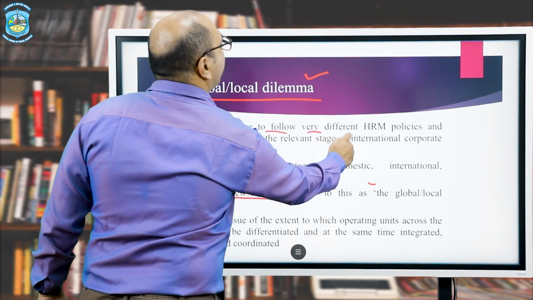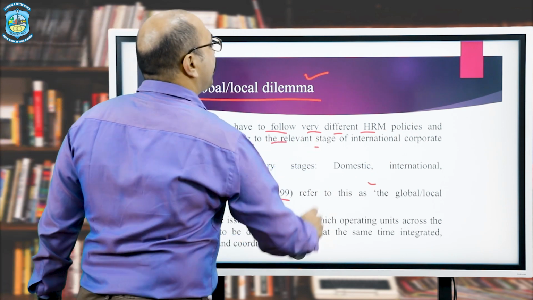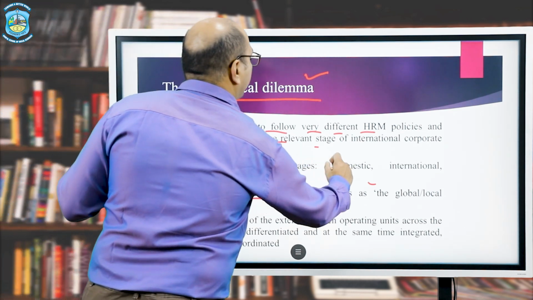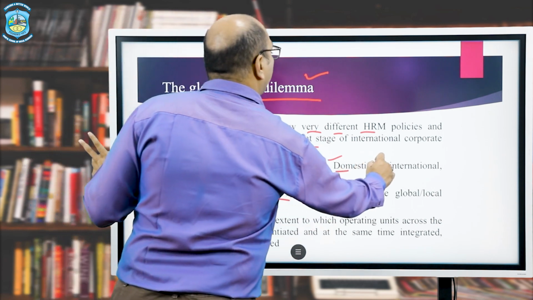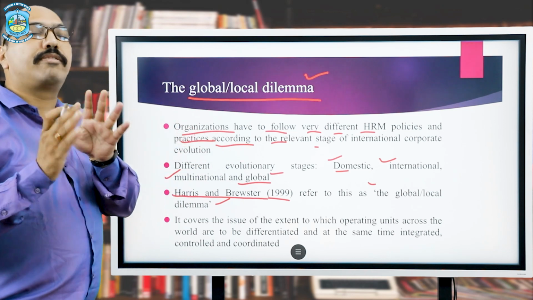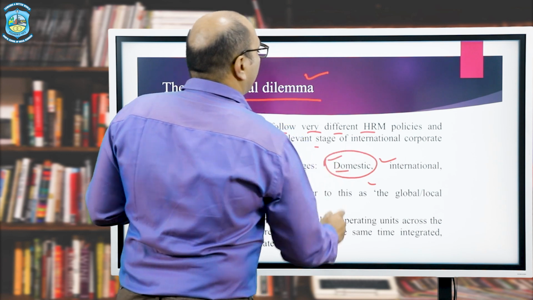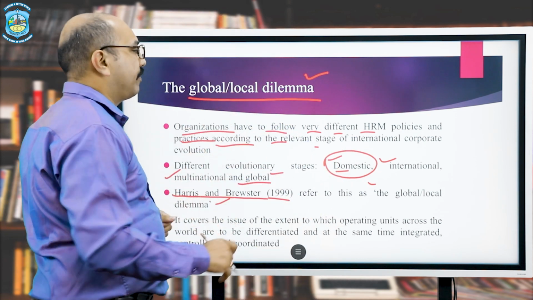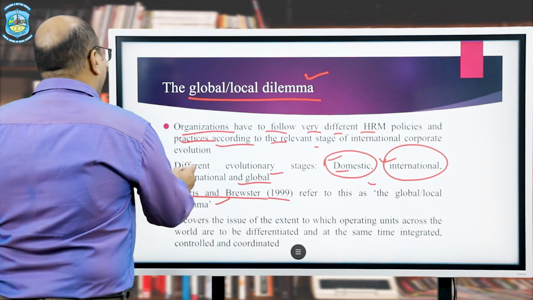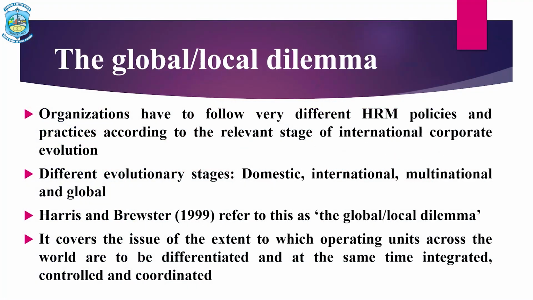Organizations have to follow very different HR policies, as you are aware, and practices according to the relevant stage of international corporate evolution. Either they are domestic organizations, local ones, or they are going to be international, multinational, and at the same time global. Now, there is a subtle difference between these four terms. Domestic ones means they are just operating in one environment. International ones means they are operating in more than one environment. Multinational ones, they are operating in even more than 2, 3, many environments.